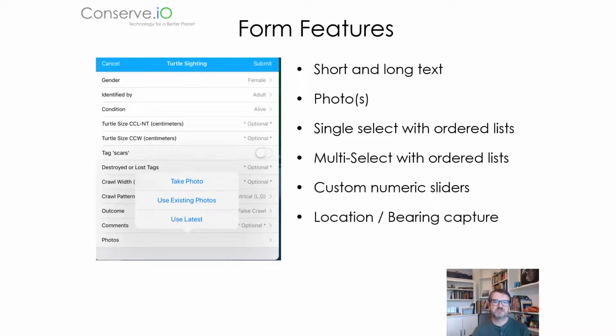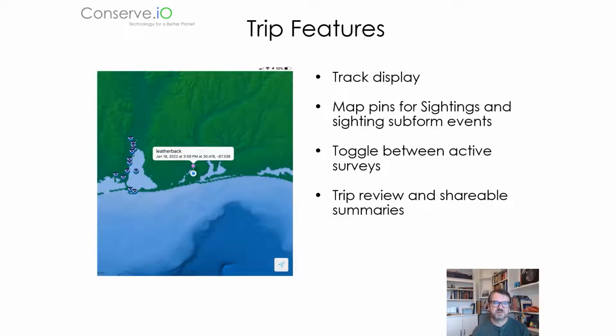In each form, we can configure the questions to match existing workflows. Field option types include text, both short and long, photographs using the device camera or photo library, select lists with both single and multiple selections and configurable list order, as well as numeric sliders with custom minimum, maximum, and increment units. We also automatically capture location and device bearing, as well as using the onboard sensors. During a trip, the app displays an interactive map showing current location, track history and sighting sub-events. You can easily toggle between active surveys as well and create a shareable trip summary to send via email.